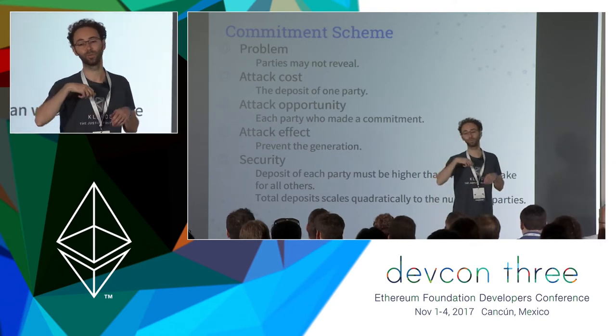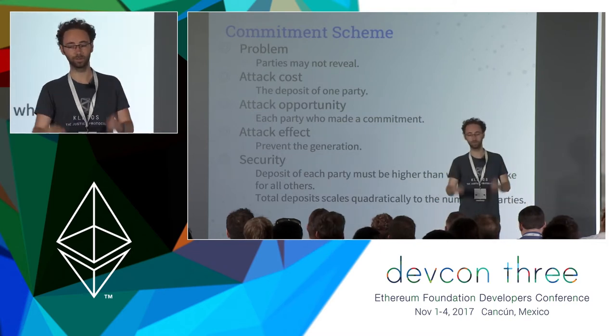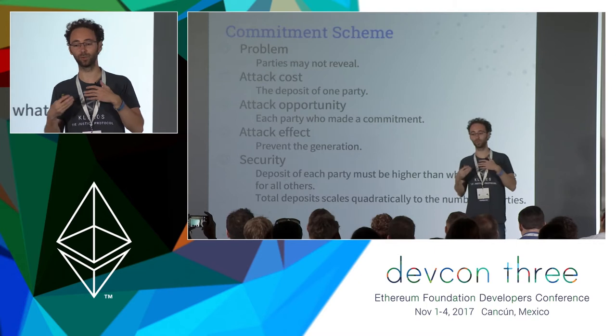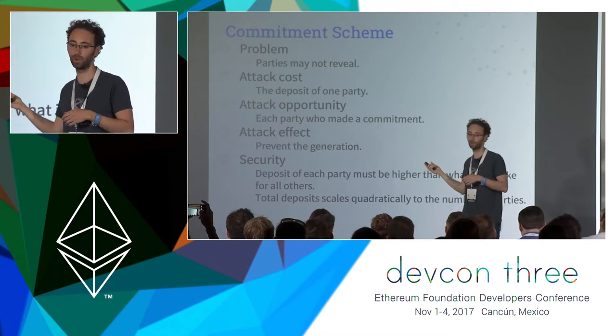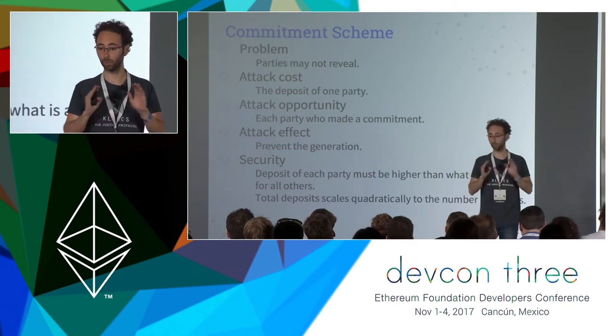For example, I want to flip a coin with you. That's a really good method, because it's only two of us. We flip the coin, and if I want to censor the flip, I get timed out by not revealing, and I lose the deposit, and we assume that you won the flip. So that works very well.